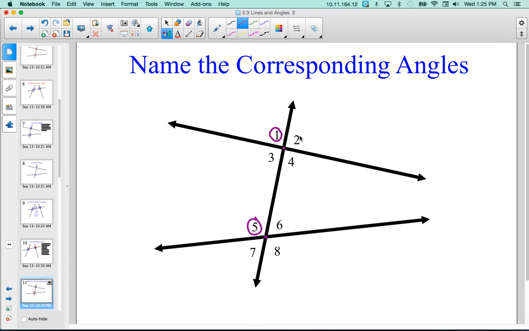If we went to the top right, that'd be angle 2 and angle 6. Bottom left would be 3 and 7. And lastly, bottom right, 4 and 8. Okay, giving us our 4 pairs of corresponding angles. Now, most of the time, we're not talking about all 4 pairs. We're going to be talking about just one pair and some of the properties that they share because they're corresponding angles.